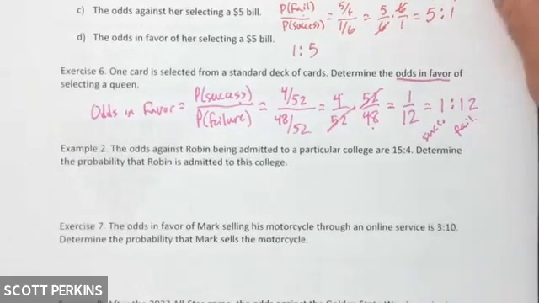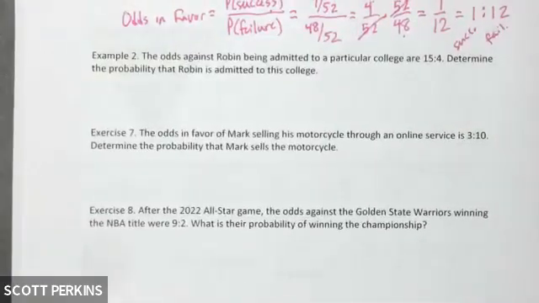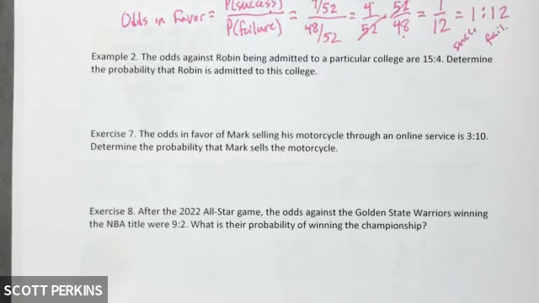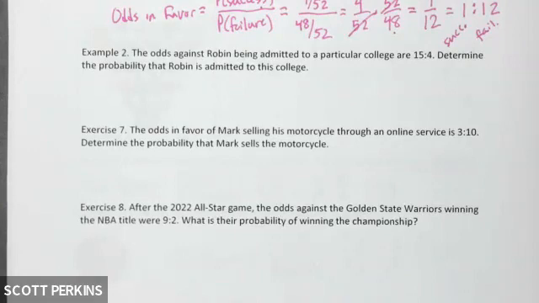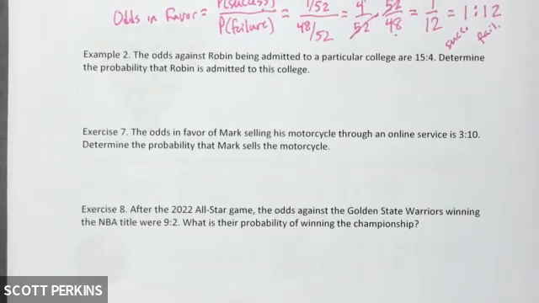Okay, so I've got one more example. You've got 2 more in this section, and any questions, and then we'll get started on the other section for the day. So example 2 says this. The odds against Robin being admitted to a particular college are 15-4. So determine the probability. So this time we're going backwards. Okay, we're starting with the odds and we want to form from that the probability relationship.